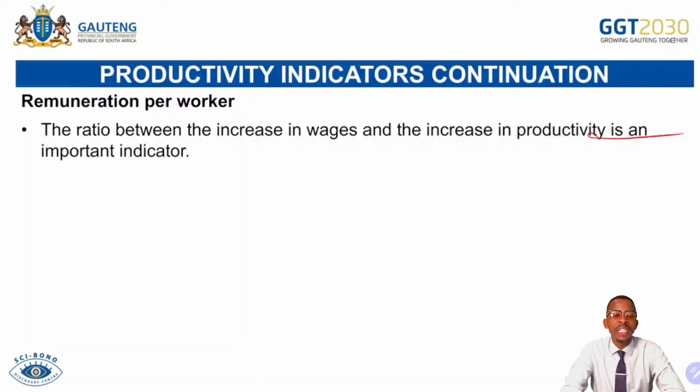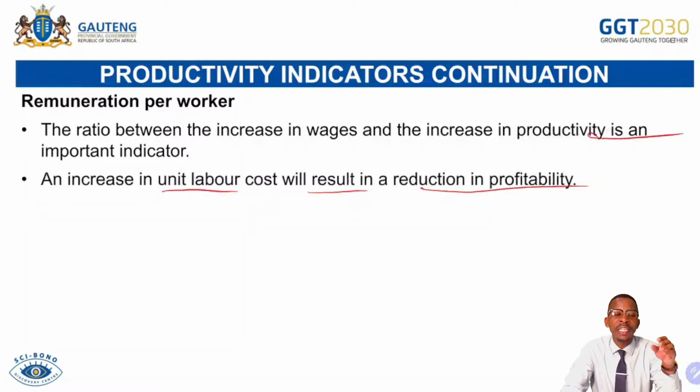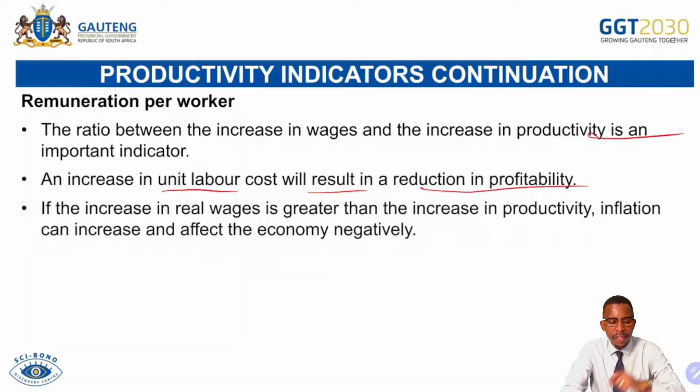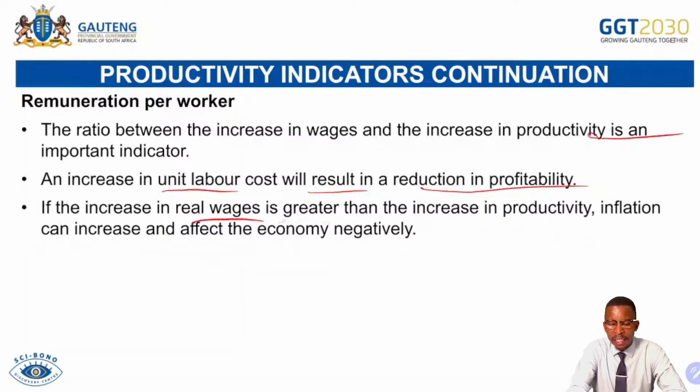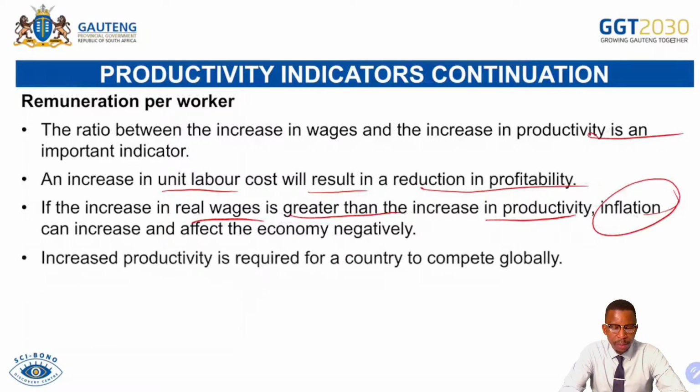So the business will offset the burden of the cost of production onto the consumer. That will be inflation. An increase in the unit labor cost will result in a reduction of profitability. So if the labor cost is increasing for the organization or business, the firms will become less profitable. And if the increase in real wages is greater than the increase in productivity, we come across inflation because workers are being paid more money, but they are producing relatively fewer goods and services. And then increased productivity is required for a country to compete globally. So it is very important for the country to increase its productivity so that it can be more competitive in the global market.